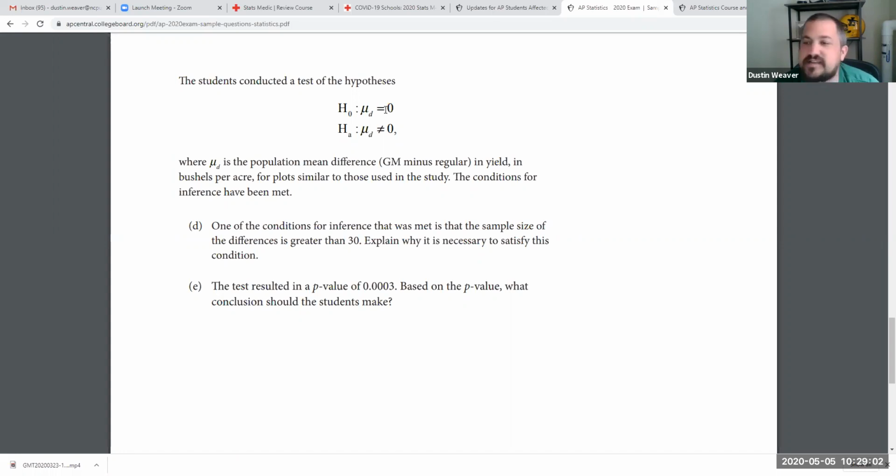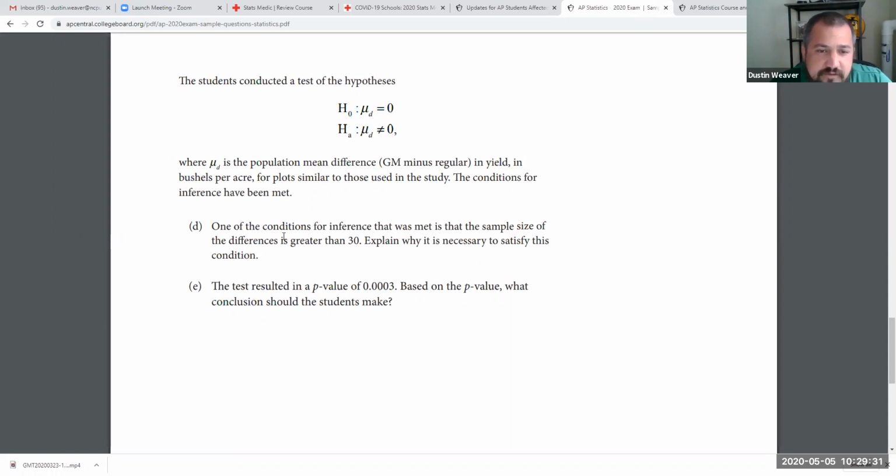The conditions for inference have been met, so we don't have to check our conditions. That's good. The reason they're going to say this possibly on the exam is because if we had to go through a full significance test and check our conditions, then that may take up a lot more of our time. Since the conditions have already been met, they've already given you the parameter of interest, and they've already given you the hypotheses. They've basically done half of it for you, right?